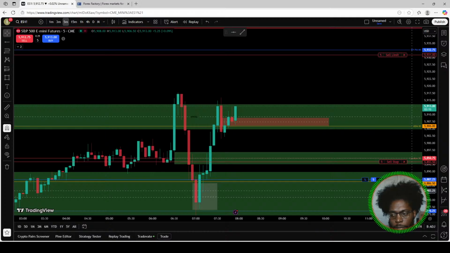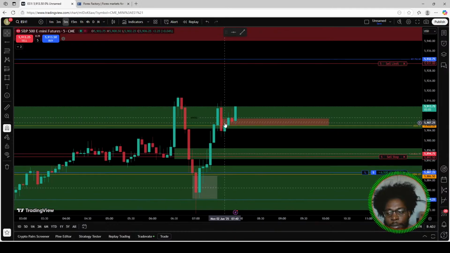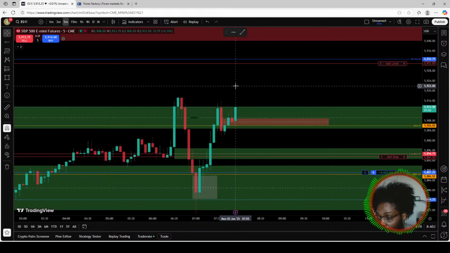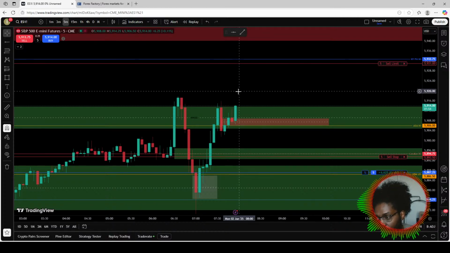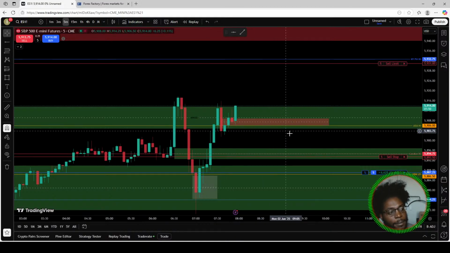Okay. Now we just need to keep this energy. We don't want to end up like these previous 5-minute candles. That's what I don't want to see. I want to see us take liquidity, leave some with displacement and energy, and then I want to see us continue up.